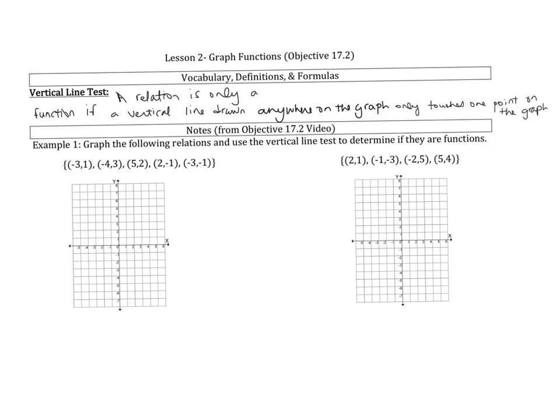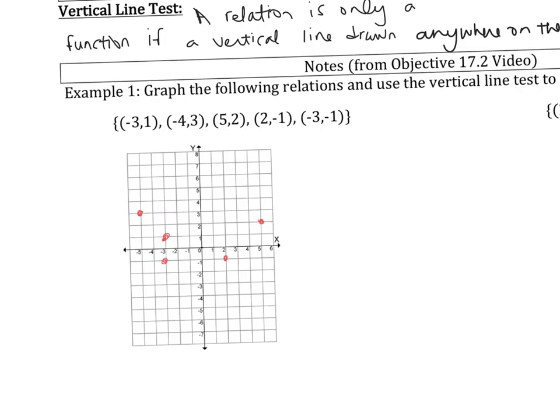One thing that you should be well versed in by now in algebra is plotting points. And so that's what our first example tells us to do. It says graph the following relations and use a vertical line test to determine if they are functions. So first let's graph our points. Go ahead and pause the video, plot your points, and then hit play when you're ready to check. For example 1, on our first graph, this is where you should have your points plotted.